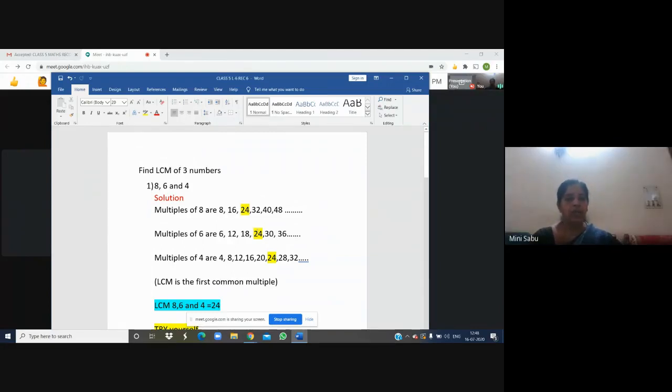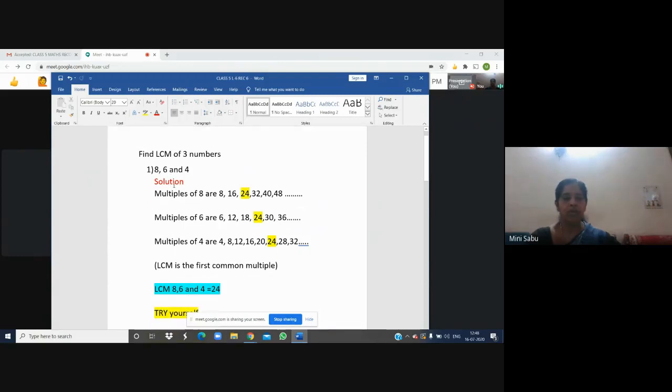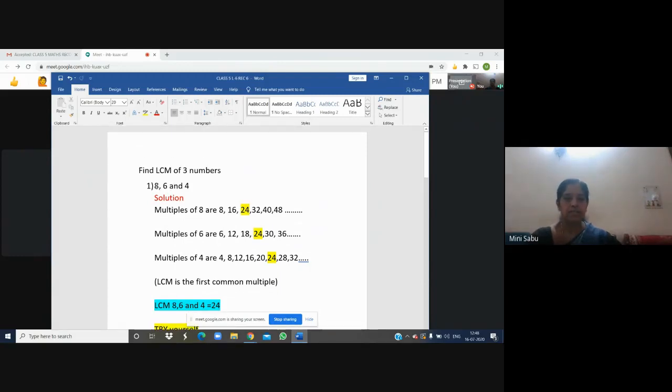Till last day, in the exercises as well as in the book, we solved such sums where we found the LCM of two numbers. But remember, LCM of three numbers, LCM of four numbers also we can find by listing the multiples. So I have given you a question for that. Find the LCM of three numbers. In the first question, the three numbers are 8, 6, and 4.